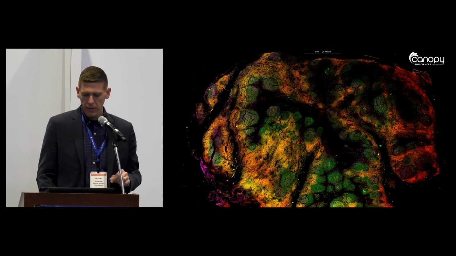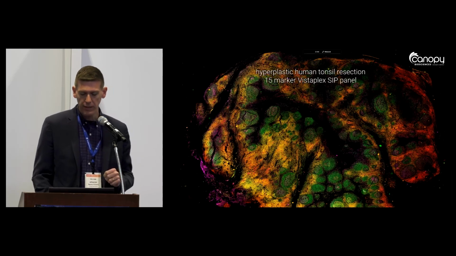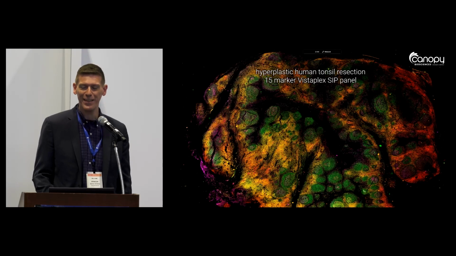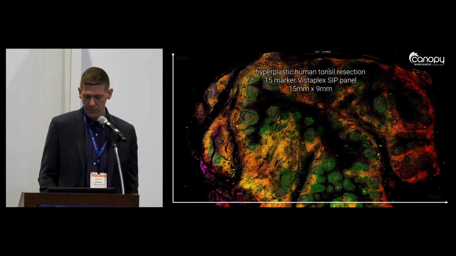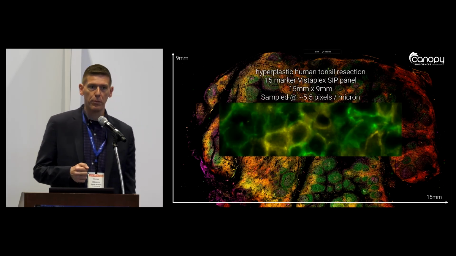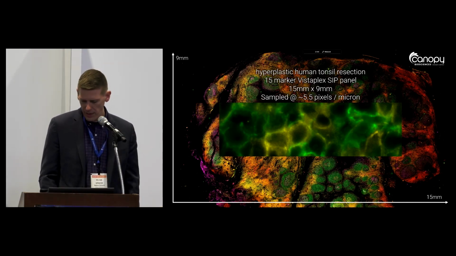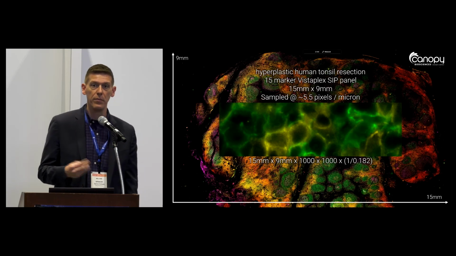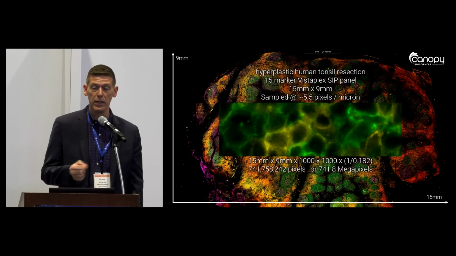So I'd like to talk actually about data for my 15 minutes here. So what we're looking at here is a hyperplastic tonsil. This is 15 millimeters by 9 millimeters. This is also sampled at a rate of 5.5 pixels per micron. So this is very, very dense sampling for this particular kind of application. And if we consider all that together, if I take 15,000 by 9,000 times the sampling rate, what I actually have here is a 741 megapixel image.